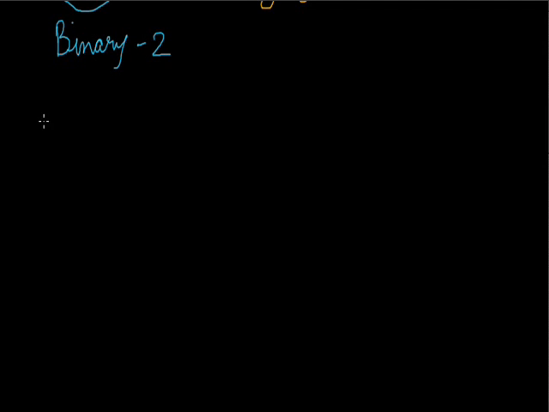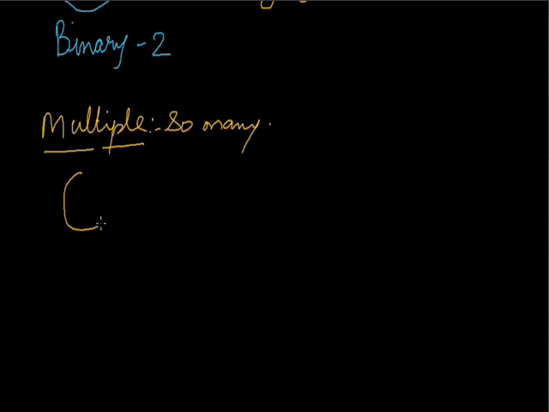Second is multiple fission. Now in multiple fission, what is happening here? Multiple means so many. So we can understand that one big cell is dividing into so many, more than two new cells, then we will call it a multiple kind of fission.